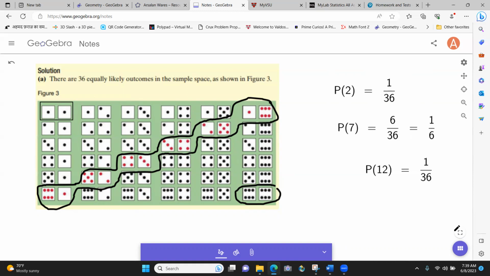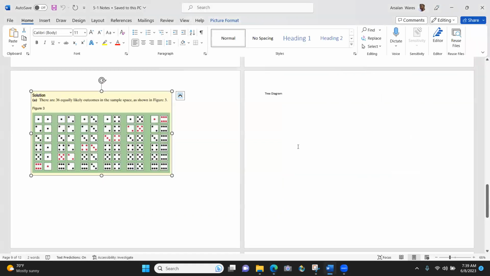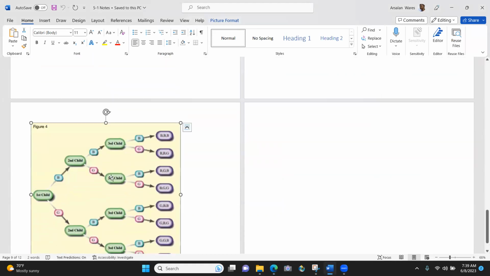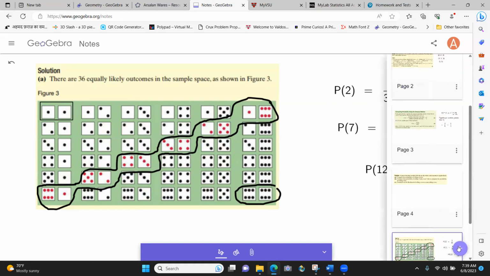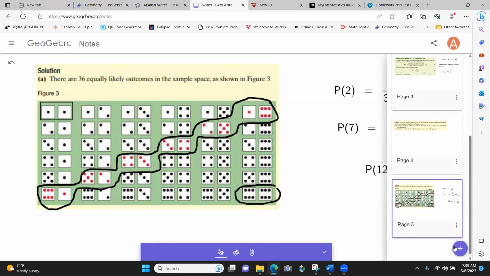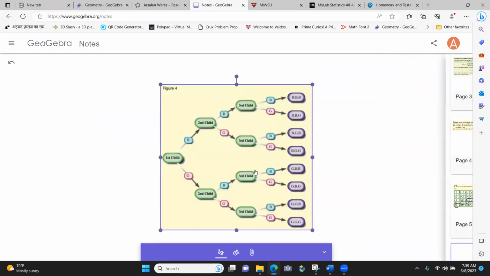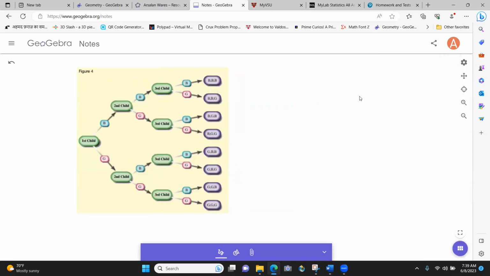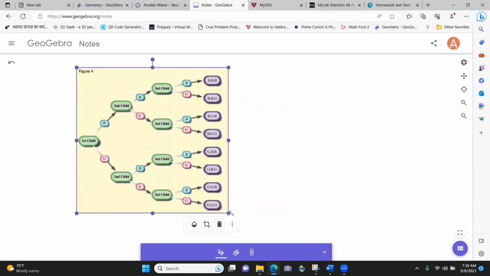All right, guys. Now we're going to go over one more thing, and that concludes this chapter for today. This one is a little hard, I'll warn you. Now, this came from an example in your book. So remember the three children example?